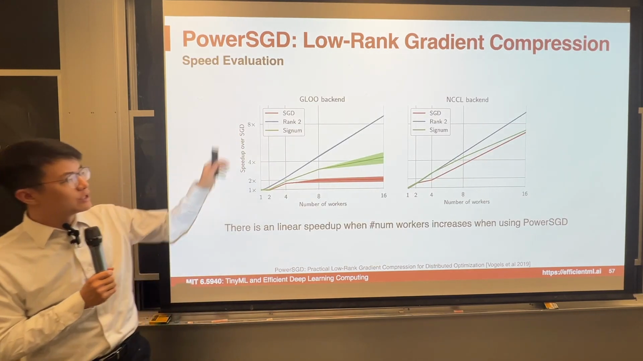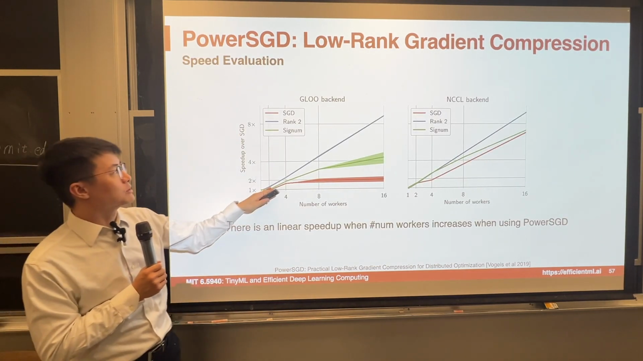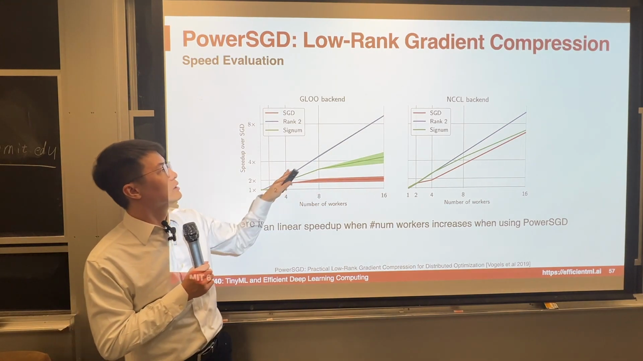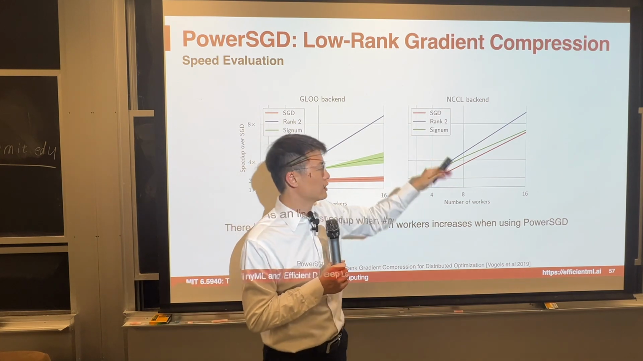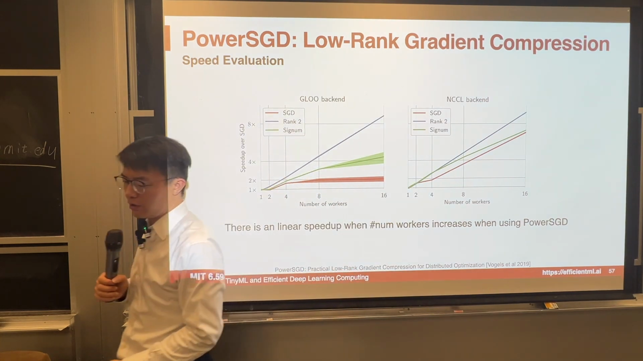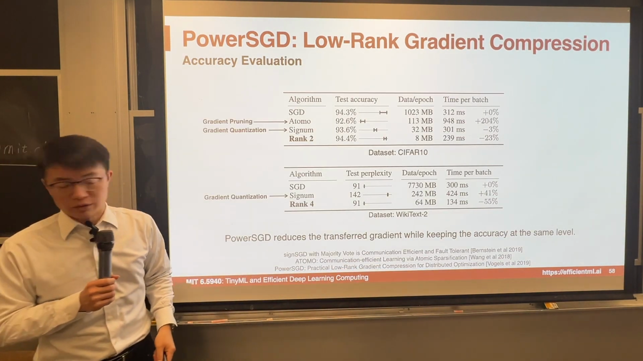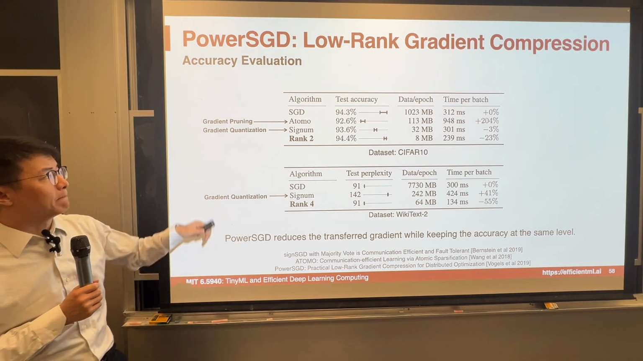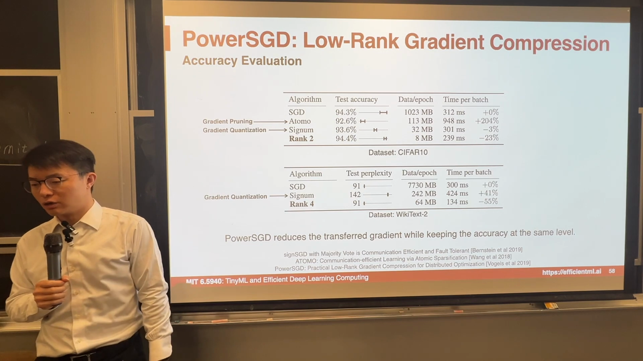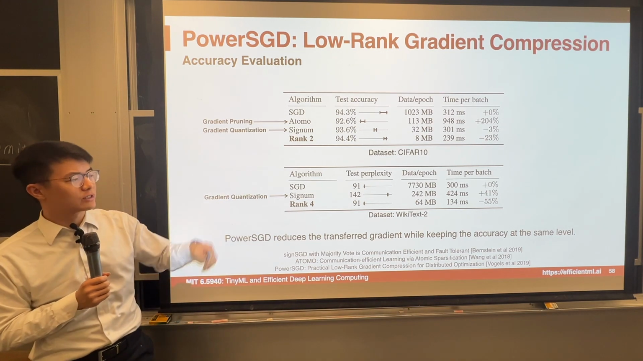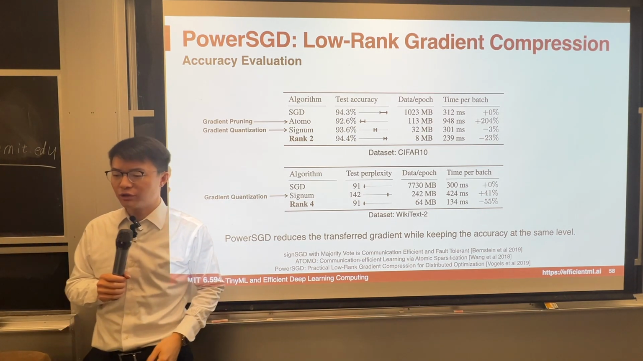So this is the speed evaluation. This is SGD with rank 2, the low-rank approach. This is also the low-rank approach. It scales pretty well. And this is the comparison of gradient pruning, gradient quantization, and this low-rank approach, showing that low rank is actually a pretty effective approach.